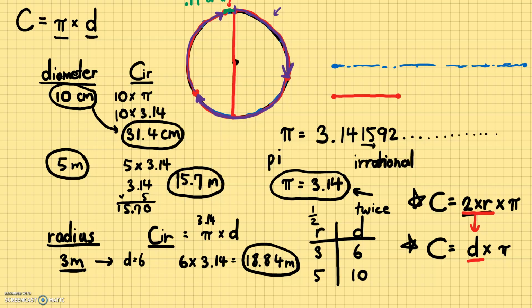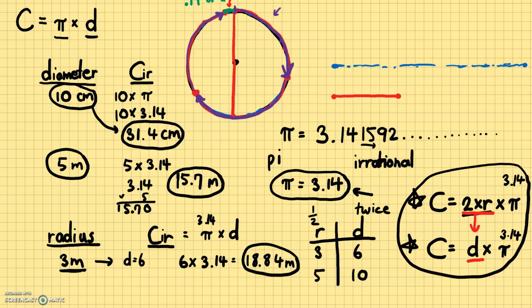But more importantly than just memorizing formulas, know that the concept of radius and diameter is that one is twice the other, and that the radius is half of the diameter. And for now, use 3.14 for pi. Okay, so that is how you get the circumference or the perimeter of a circle.